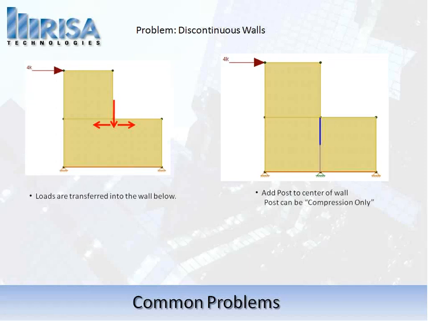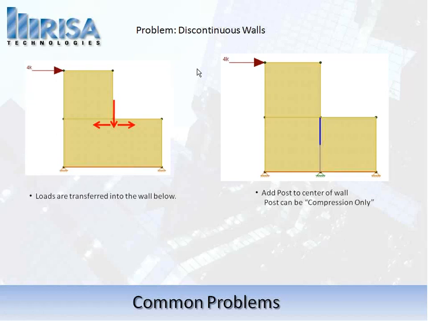What you can do also is make sure that post is compression only. Do you really want that post to take compression loads and tension loads? So when this load gets reversed, this 4 kips turns in the opposite direction, would that post be in tension? Maybe not.